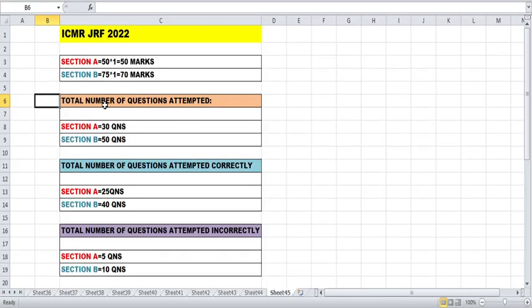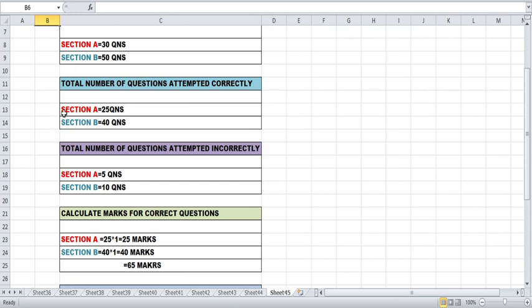Okay. So first, the total number of questions you attempted. ICMR JRF consists of two sections, section A and section B. In section A you need to attempt 50 questions, and in section B you need to attempt 75 questions. Each question carries 1 mark. So first, find out how many questions you attempted. Take this particular example: from section A I attempted 30 questions, and from section B I attempted 50 questions.